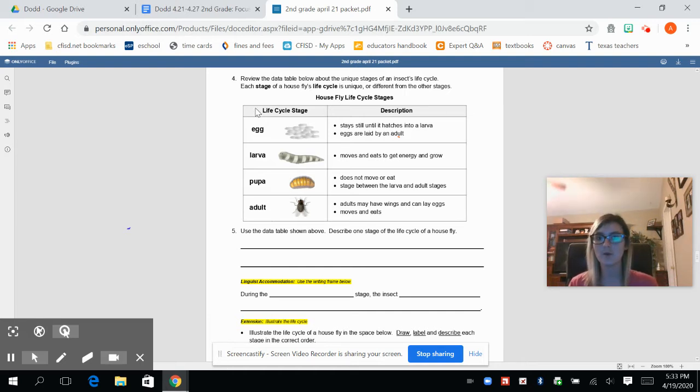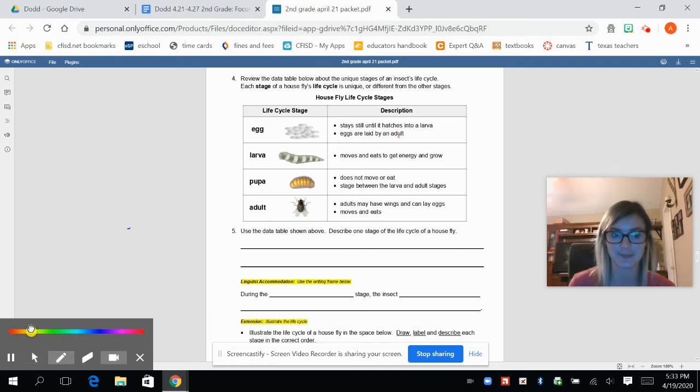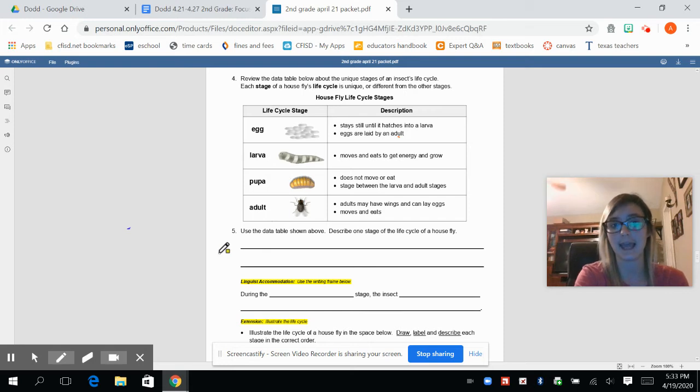So here we are going to review those different types of life stages, okay? So first we have the egg, and this is number 1. The egg stays still until it hatches into the larva. It doesn't move around and do anything. It's just in there in that little egg, getting ready to come out and be a larva. And remember that eggs are laid by the adult down here in step 4 of our life cycle. It's never ending. It's a circle that has no end.